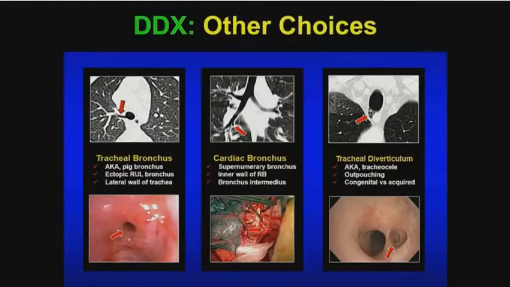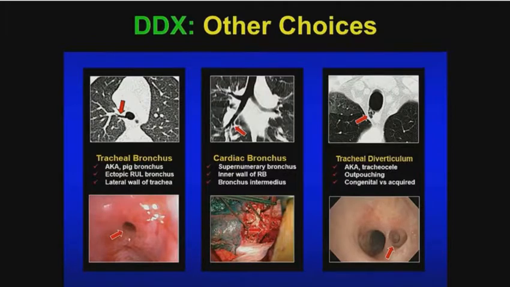What about the other choices? Those are all congenital malformations. For example, tracheal bronchus, also known as pig bronchus, is an ectopic bronchus arising from the upper lobe, typically more so on the right side than the left, and it typically arises above the carina, from the lateral wall of the trachea. What about cardiac bronchus, which is the most common supernumerary bronchus, arising from the inner wall of the right main stem bronchus or bronchus intermedius.